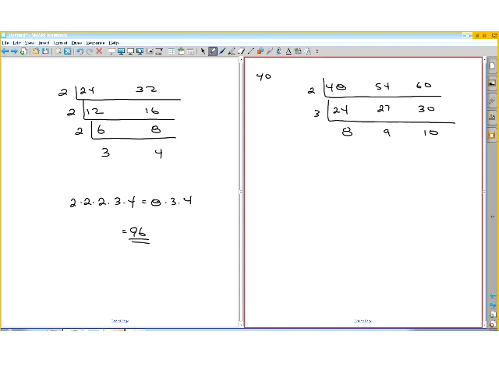Okay. We can divide these by 2, but we can't divide that by 2. We can divide that by 3, but we can't divide that by 3. So this is all we have left. So now all you have to do is take 2 times 3 times 8 times 9 times 10, which is a big number. 2 times 3 times 8 times 9 times 10. And I get 4,320.